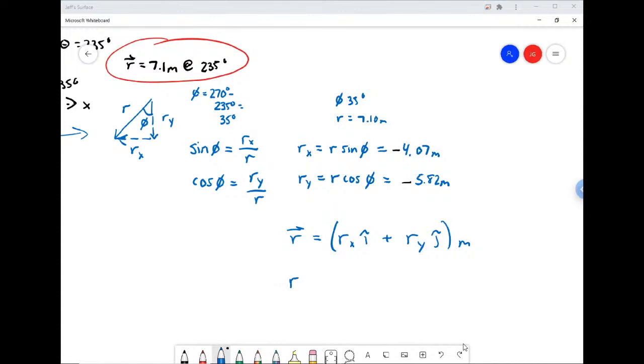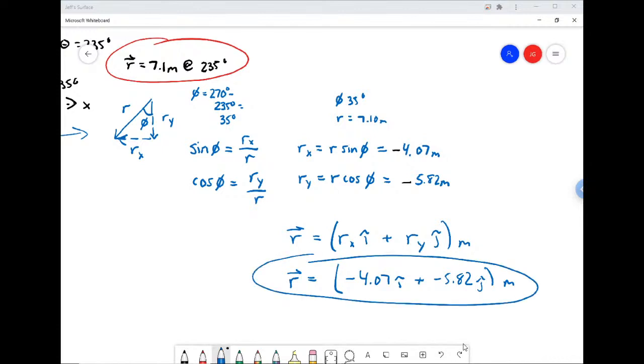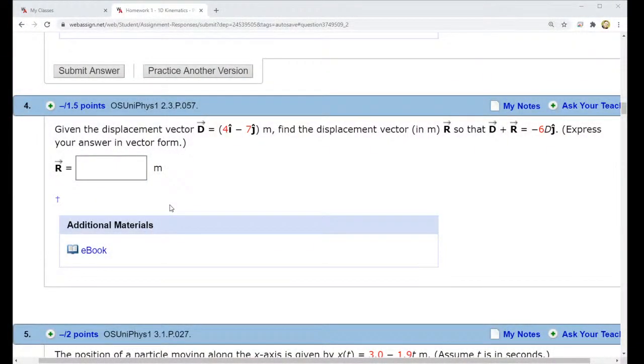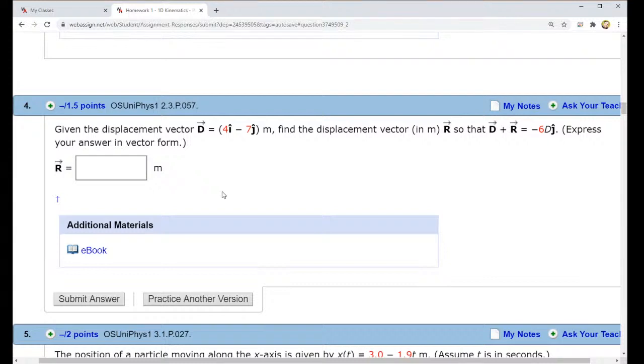So what would that look like? It would look like this. R equals minus 4.07 i hat plus minus 5.82 j hat meters. Okay? So you can represent this vector in unit vector notation with its x and y components. So there's two different ways you can do that. This next problem deals with this way of representing a vector.